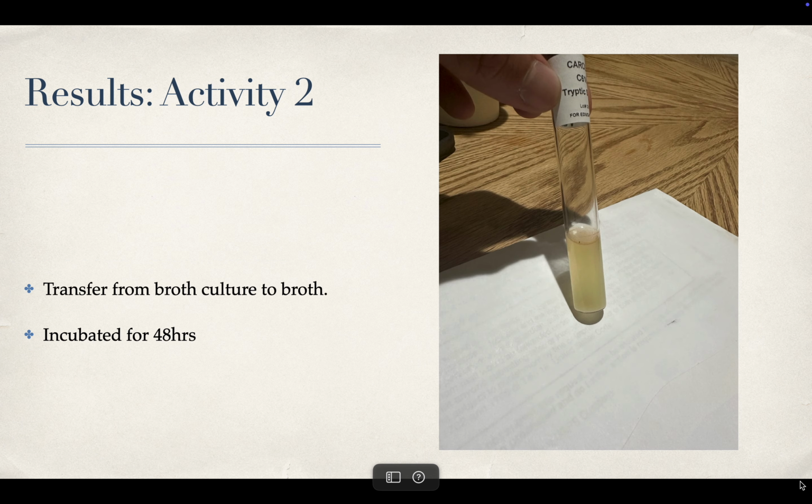These are my results from activity number 2. It is a transfer from broth culture to broth, and it was incubated for 48 hours. Just like activity number 1, the sample tube on the right has a turbid color.